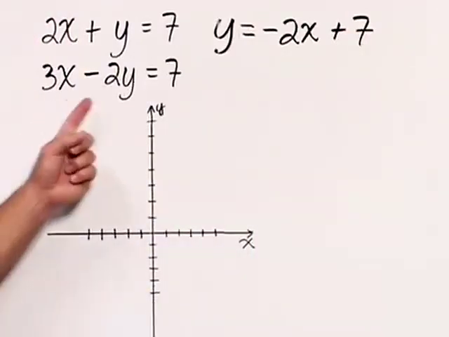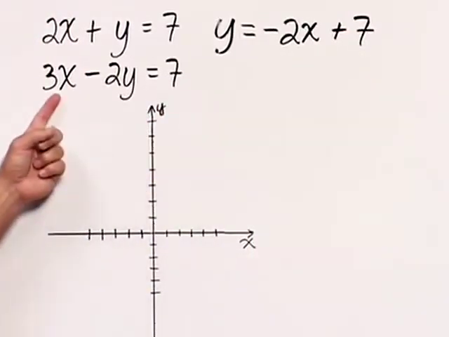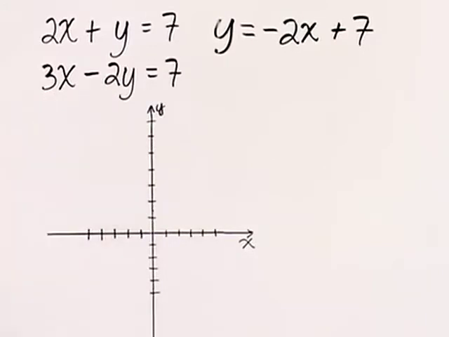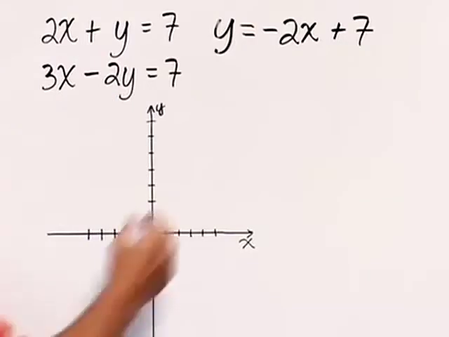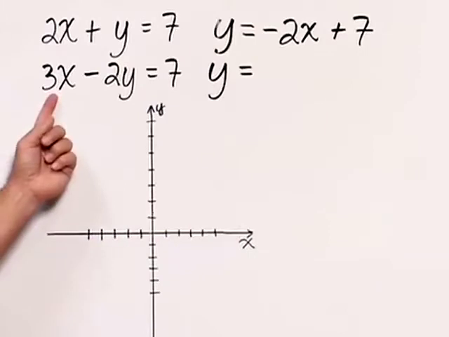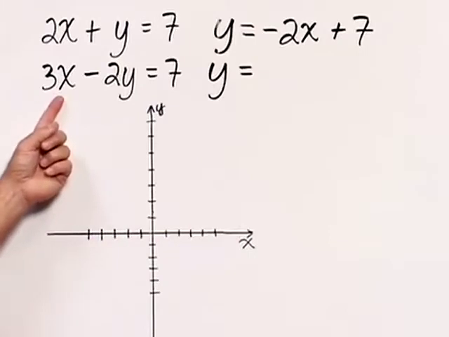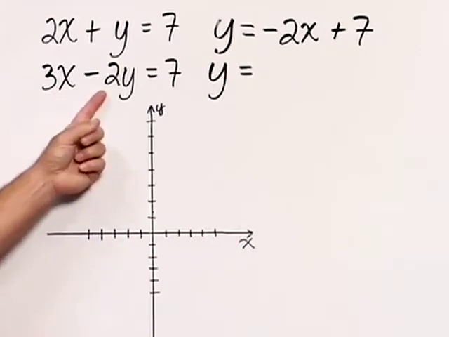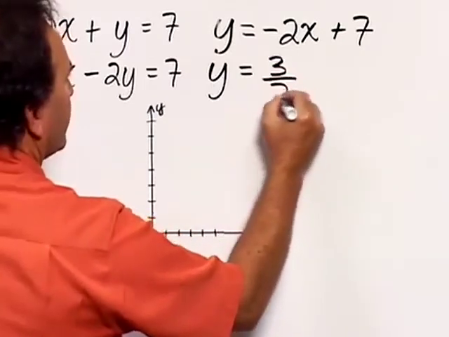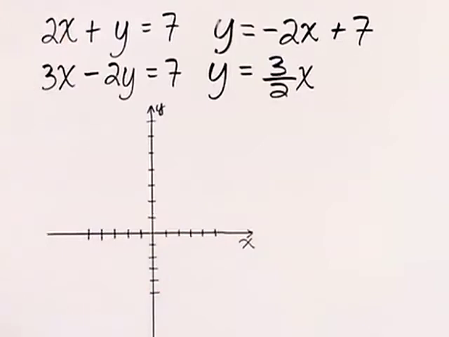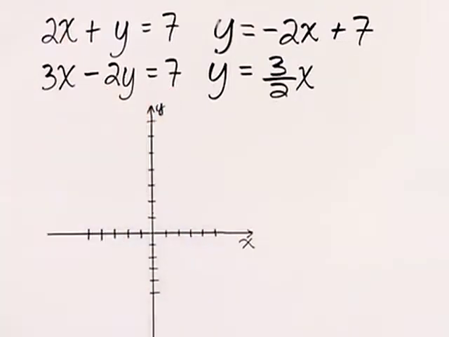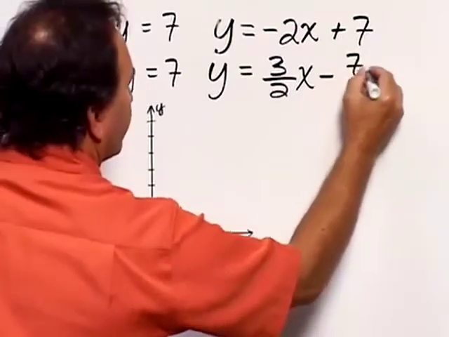For the second equation, we would have to subtract 3x from both sides and then divide both sides by negative 2. So we would have y equals, now remember we're subtracting 3x, so it'll be negative 3x, but then that's divided by negative 2, so that becomes positive 3/2 x. Now the 7 needs to be divided by negative 2, so that would be minus 7/2.